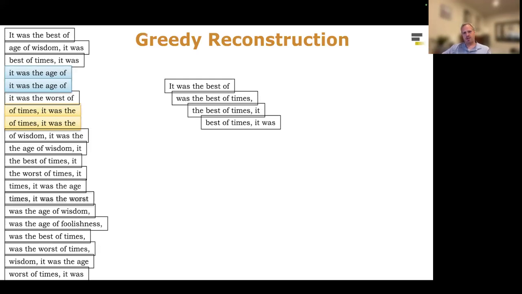Now, as we get into this, though, there are going to be a few complexities that will arise that we'll have to pay a lot of attention to.